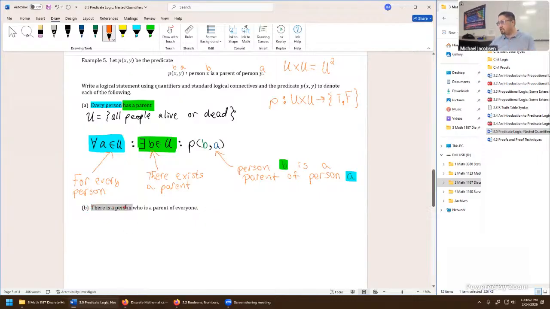So there is a person, or there exists a person, is how we're going to start for this part right here. Let's leave the color coding off for the moment and then flag it as we're checking it. But when it says there is a person, that's definitely an existential quantifier. So I'll say there exists a person who is a parent.